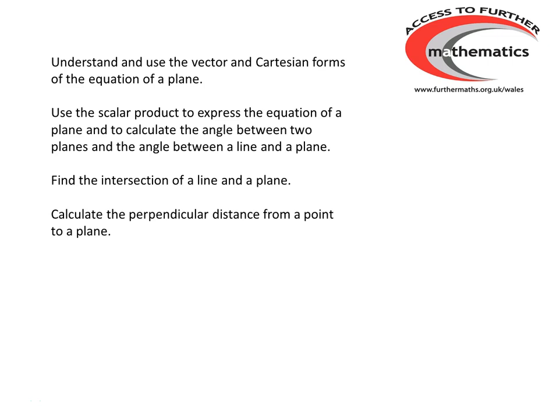The specification requires us to be able to find the vector and Cartesian forms of the equation of a plane, which will involve using scalar products. We need to be able to calculate the angle between two planes and also the angle between a line and a plane. We need to be able to find the intersection of a line and a plane, and we need to be able to calculate the perpendicular distance from a point to a plane.